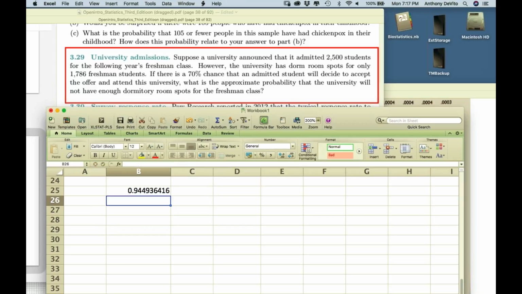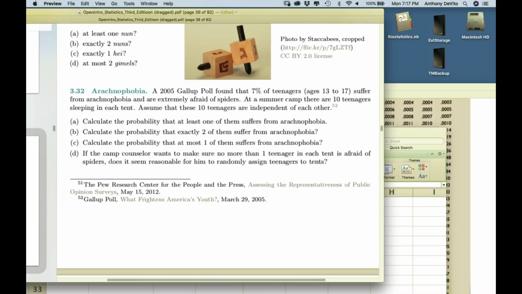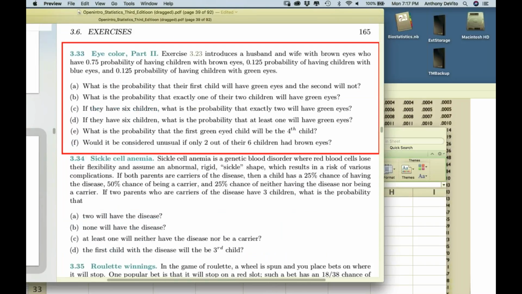So let's see what that probability is. That probability is 94.5%, right? So what's the probability that we would get more than 1,786 students saying yes? Well, that's going to be equal to 1 minus 94.5%. We're at about 5.5%. So there's only about a 5.5% chance that they're going to run out of dorm space for that semester. It's not 0% chance, only a 5.5% chance. Okay, so that's one kind of application of the binomial distribution.